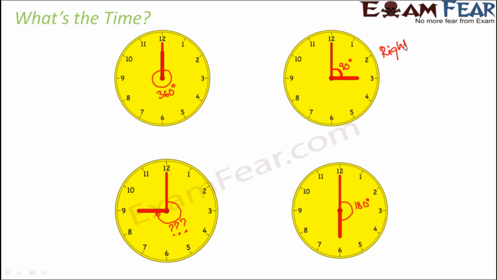So here this is your right angle, this is your straight angle, and this one is your complete angle. So when you observe the angle formed between the minute hand and the hour hand of the clock, what do you see? You see that as time passes by, from 3 o'clock to 6 o'clock to 9 o'clock to 12 o'clock, the angle also keeps increasing.